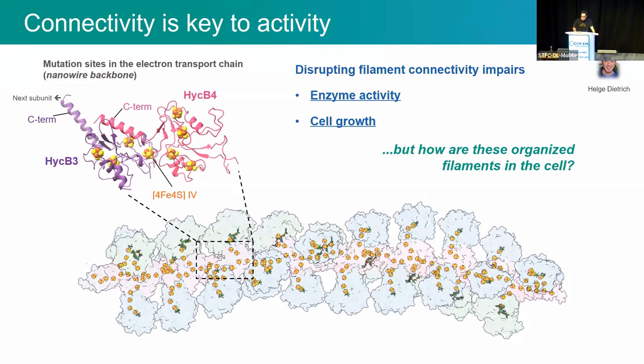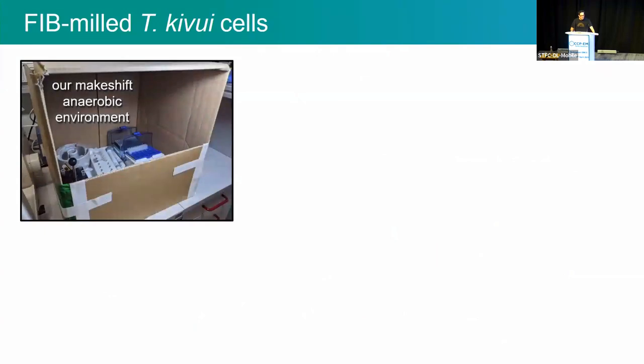So for this, we did focused ion beam milling of T. kivui cells, and this was our makeshift anaerobic environment for freezing these grids. It's not as fancy as what Bonnie showed you earlier today. And the idea here was basically that we had evaporating liquid nitrogen to drive the oxygen away. And we were controlling the environment using a candle, hoping that it would not light up.